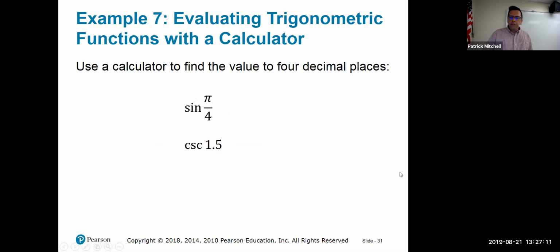Okay. So here are the two examples that I'm going to show you, and I'm showing them to you at the same time because I think that what I have to do when I switch over to my calculator is change a little something on my program that I'm using to record. So let's just make a note of, we're going to use a calculator to find the sine of pi over 4 and then the cosecant of 1.5.